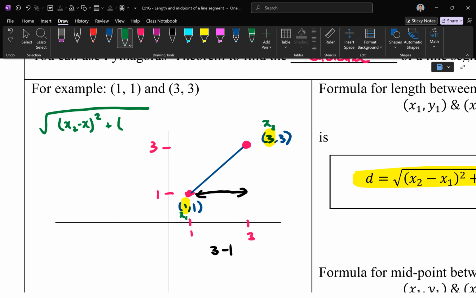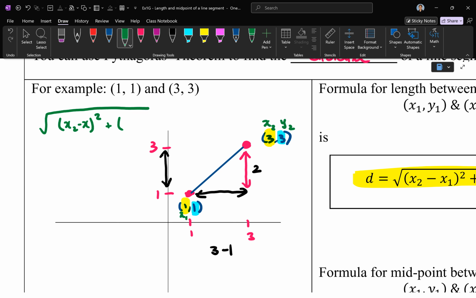Plus, now let's work out y2 and y1. So how far vertically is this now? In the diagram, 2 again. So again, we know this has to also be 2 units. Again, from 1 on the y values, 1 to 3, that's 2 units. But how do you know? Again, you're really just doing y2 minus y1.